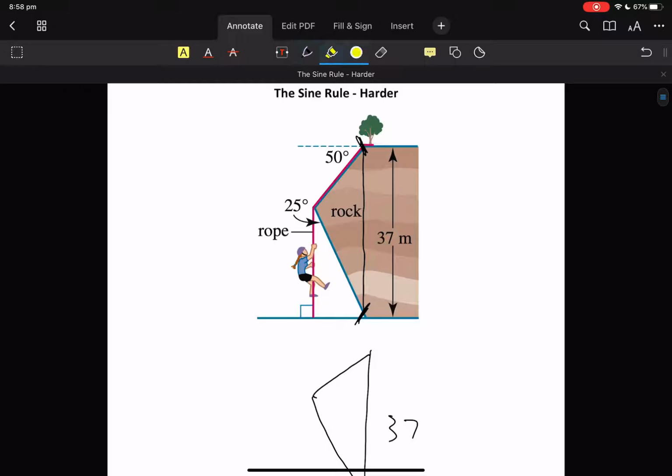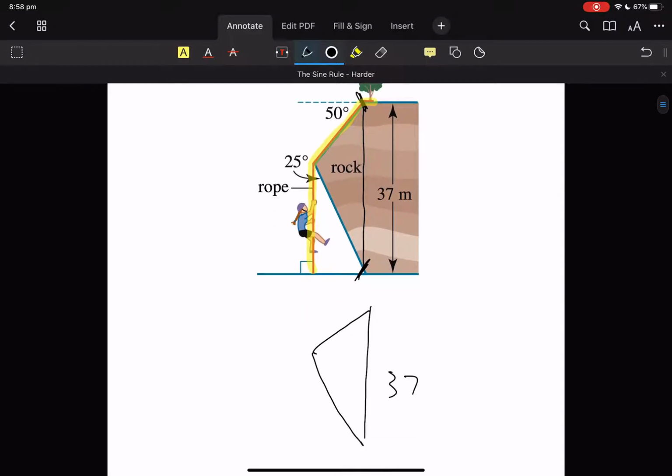And if you haven't seen it, this red thing here is a rope, and we've got to work out how long this rope needs to be so the climber doesn't fall to their death. Nice textbook question. We are told that's 50 degrees and in there is 25.